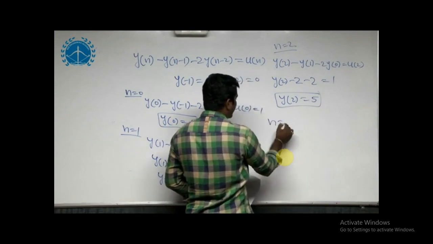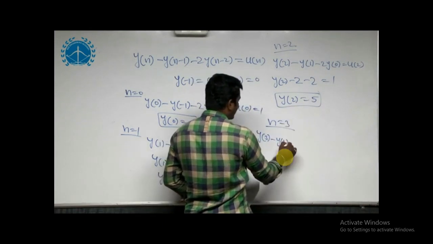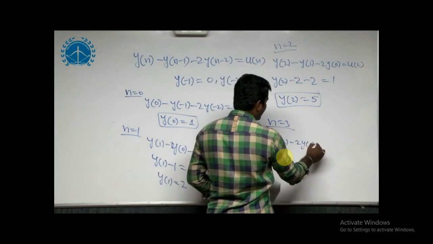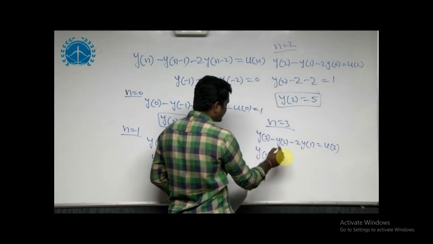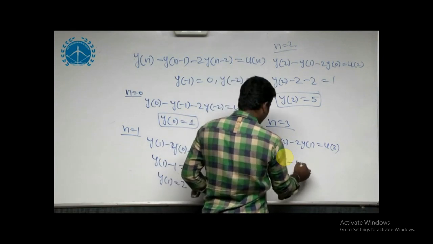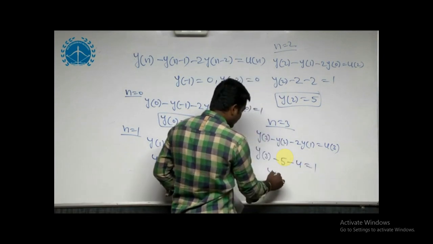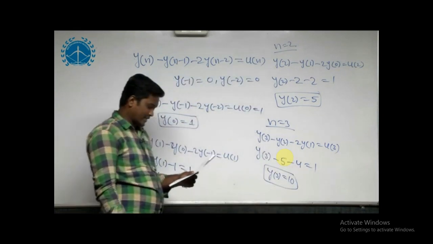Next, substitute n equal to 3. Then y of 3 minus y of 2 minus 2 into y of 1 is equal to u of 3. So y of 3 minus 5 minus 2 into 2, which is 4, is equal to 1. So y of 3 is equal to 10. So the right answer is 10.